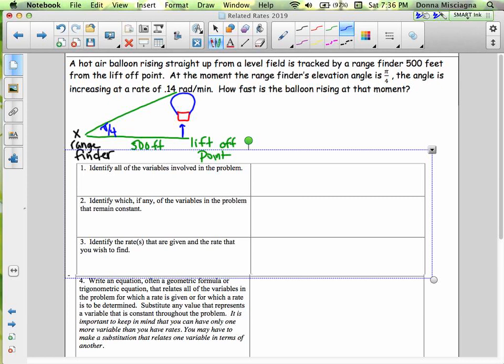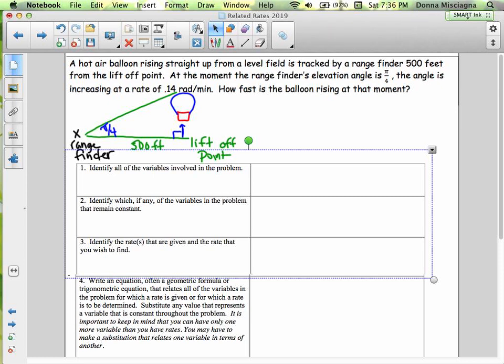All right, so here's our diagram. We've got the angle. We've got what the angle is increasing by. We're given one side of a right triangle. Right, this would form a right triangle. But no other sides of the right triangle. Or are we? Or can we find them?